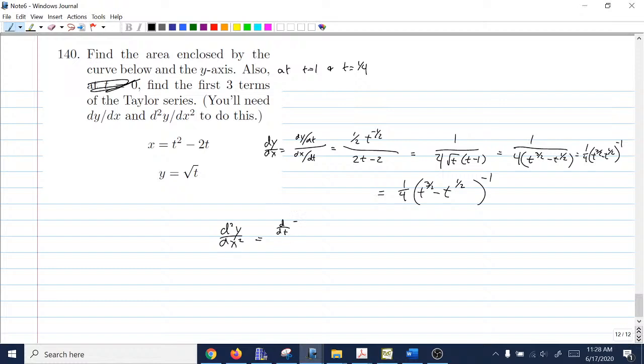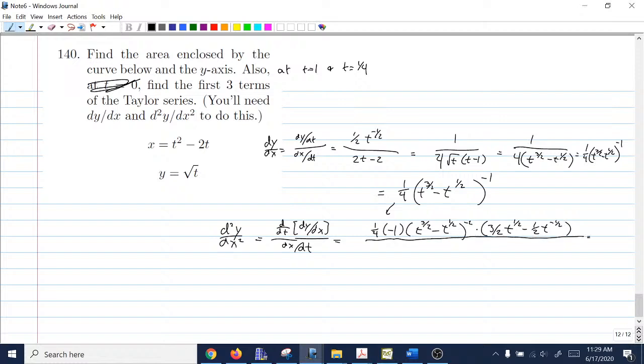So for the second derivative, I need the derivative with respect to t of dy dx, divided by dx dt. What's the derivative of the top with respect to t? It's 1/4 of negative 1 times the stuff to the negative 2, times the derivative of the inside, which is 3/2 t to the 1/2 minus 1/2 t to the negative 1/2. Gross.